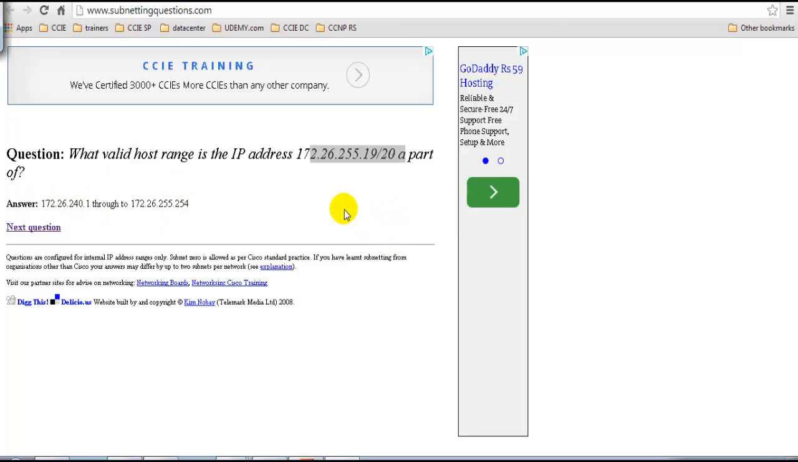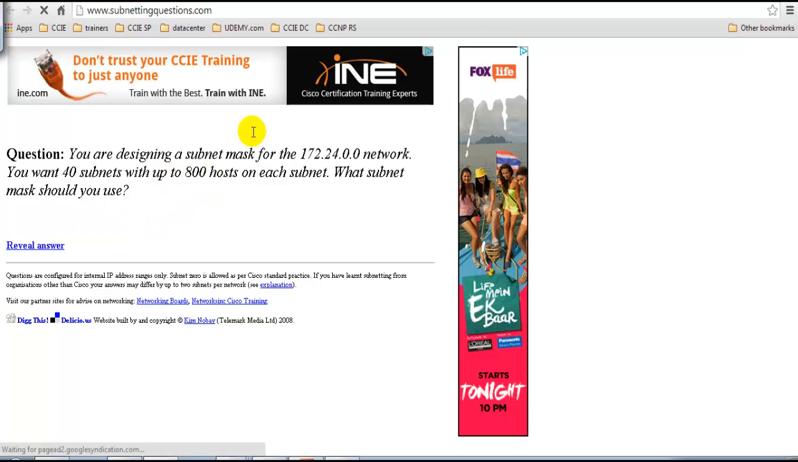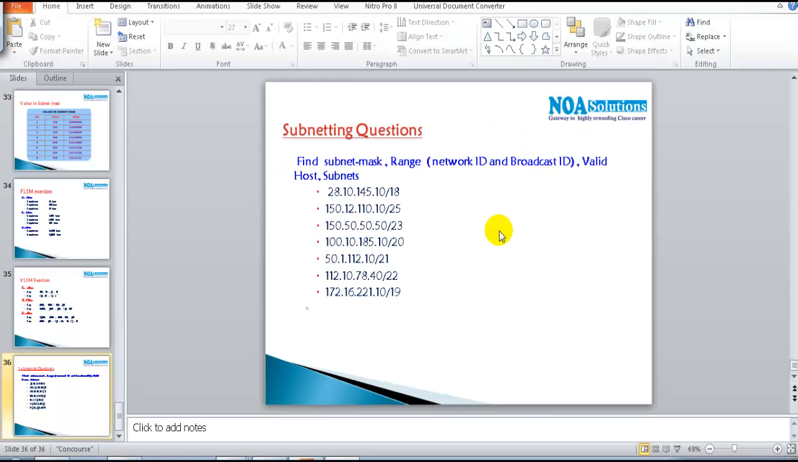A little bit more tricky. The main part is to understand the question. Similarly, you can go with the next question, like you are designing some subnets and you want 40 subnets, something like that. Just keep practicing a couple of questions every day to understand how the questions are asked.